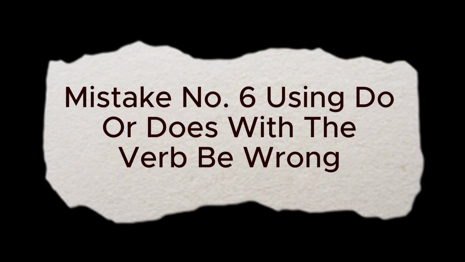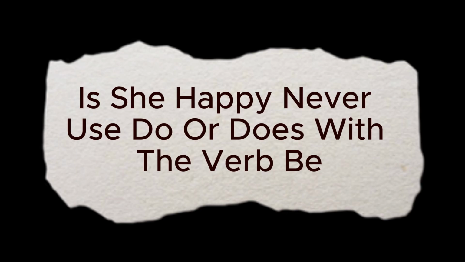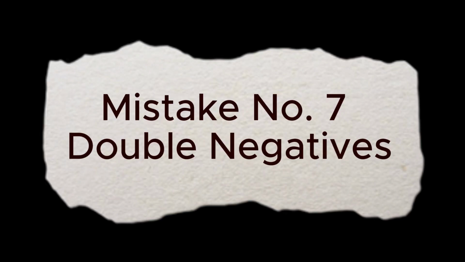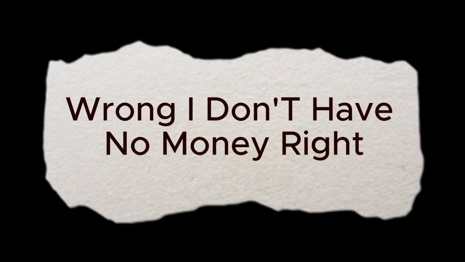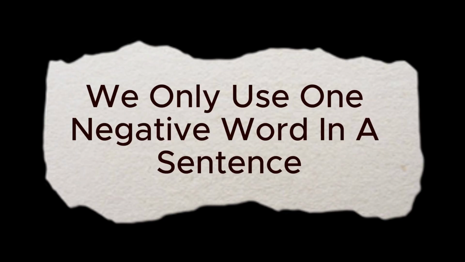Mistake number 6, using do or does with the verb be. Wrong, do you ready? Right, are you ready? Wrong, does she is happy? Right, is she happy? Never use do or does with the verb be. Mistake number 7, double negatives. Wrong, I don't have no money. Right, I don't have any money. In English, we only use one negative word in a sentence.